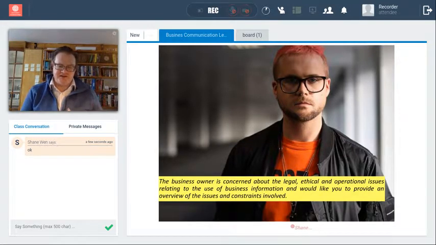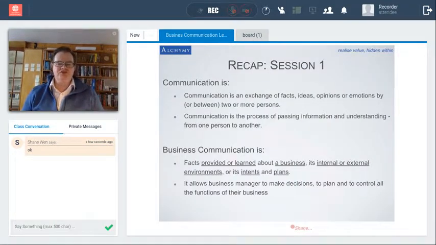So in the first session, we talked about a definition of communication. We talked a bit more about that in the second session in terms of the elements involved and how we do it, and the communications process. Today, we're going to talk about some of the legal, ethical, and operational issues related to the use of business information.